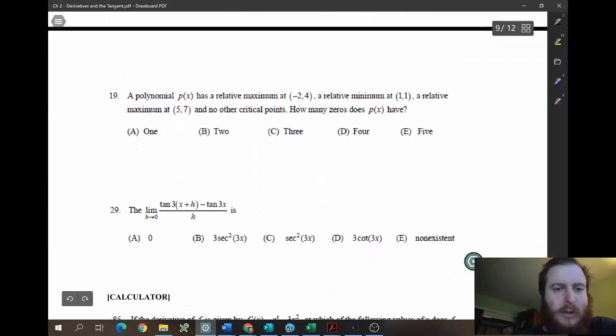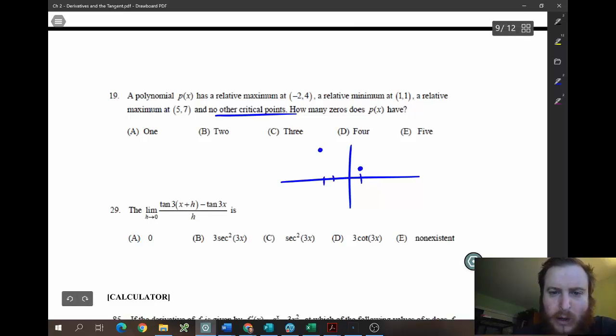Next, a polynomial has a relative max at -2, 4, a relative min at 1, 1, a relative max at 5, 7, and no other critical points. How many zeros does it have? So, right, this is pretty easy, and you can graph it if you want to. So it has a max at -2, 4, a minimum at 1, 1, and a maximum at 5, 7. So if we're going to graph that, you can see here.